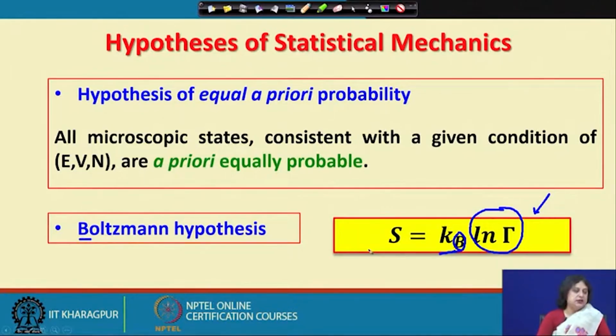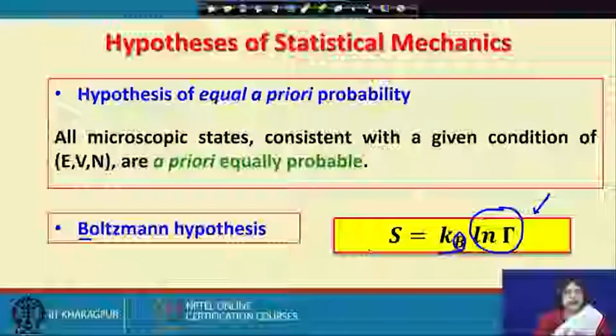So, the situation is you have an isolated system, and you have defined its thermodynamic state at equilibrium by specifying a given value of its internal energy, volume and number of particles. We have already seen in this course that under such a condition we can find out the number of possible microscopic states.